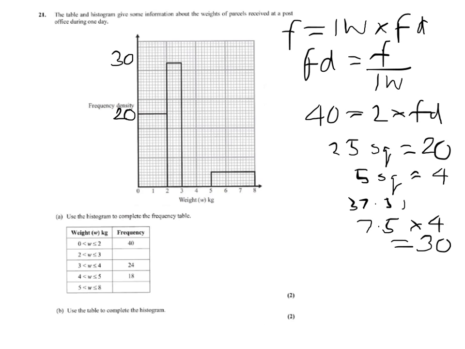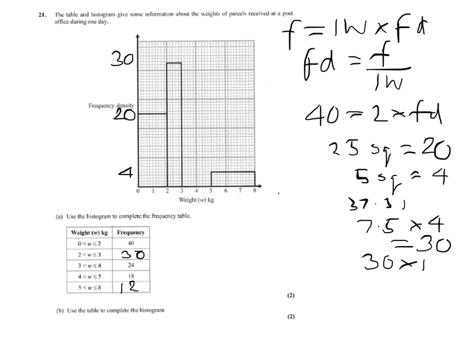Now the width for that interval is 1, so the frequency density times the interval width, 30 times 1, tells me that the frequency is 30. If we move to the 5 to 8, we've got 5 squares, and that's going to line up with a frequency density of 4, times a width of 3, which gives me 12.